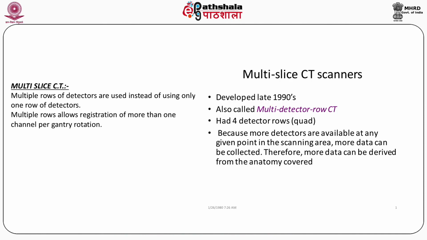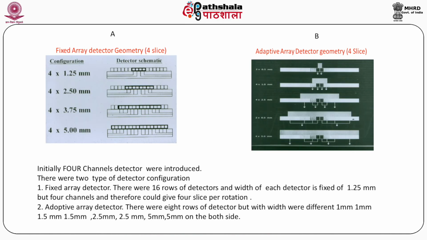Now coming to the multislice CT scanner, multiple rows of detectors are used instead of using only 1 row of detectors. Multiple row detectors allow registration of more than 1 channel per gantry rotation. It started with the 4-slice CT scanner. It means that there were 4 channels and different rows of detectors were used.